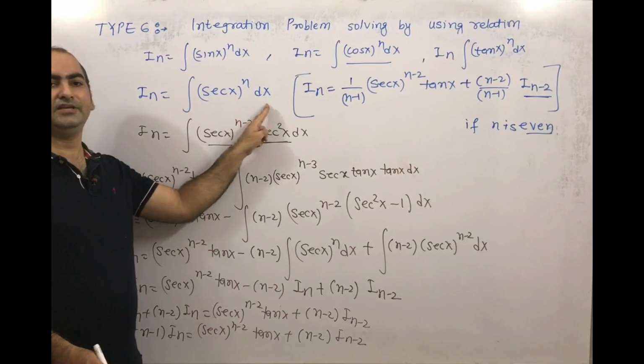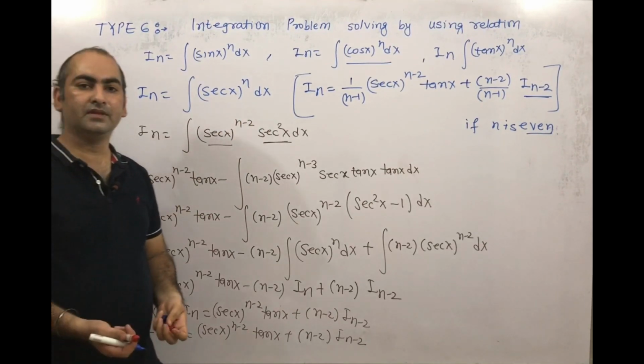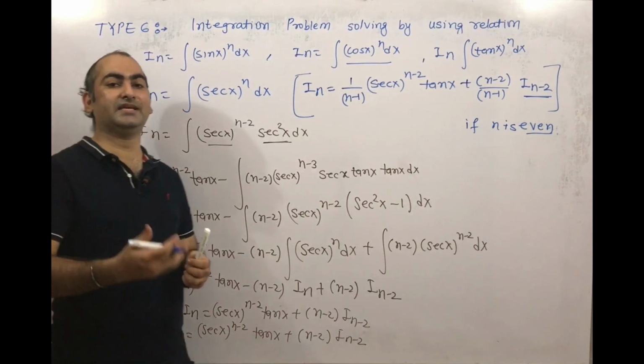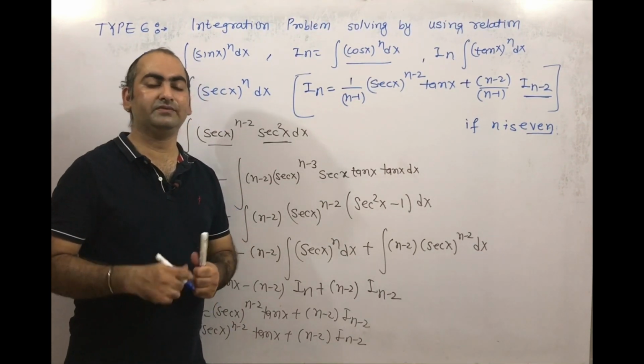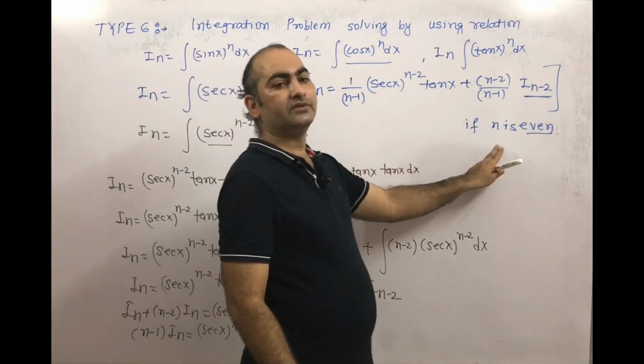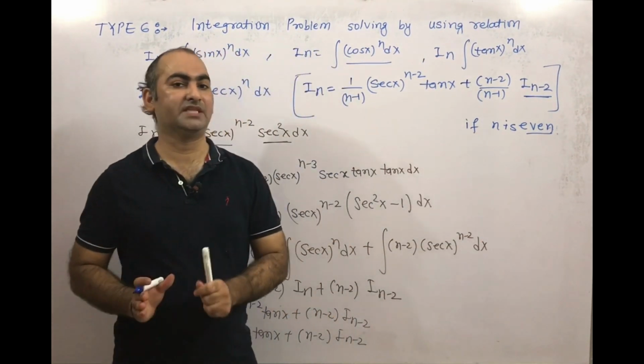Integration of secant x dx we can write easily. Integral of secant x dx is ln modulus of secant x minus tan x plus c. So that we can do easily integrate. But if n is even, there is one more way for solving this.